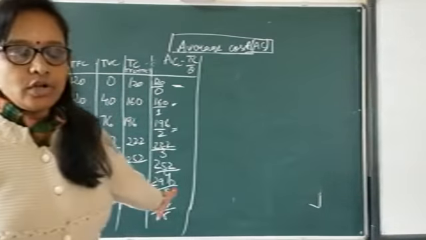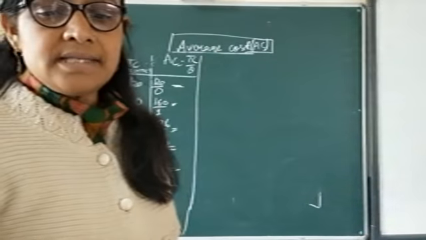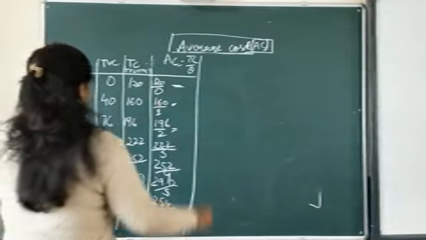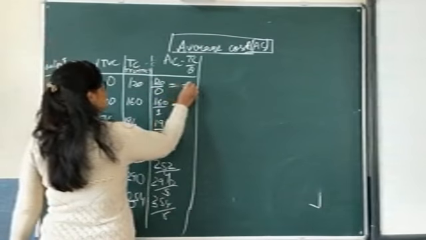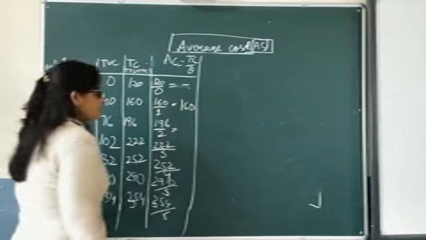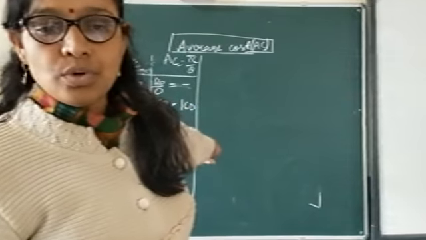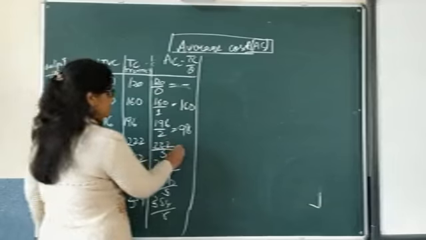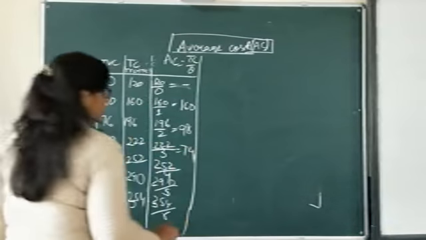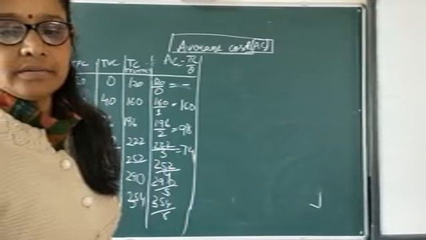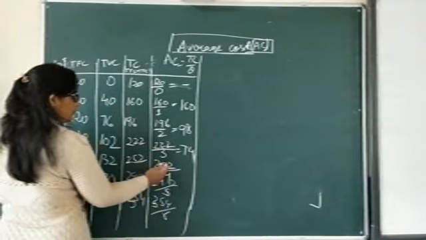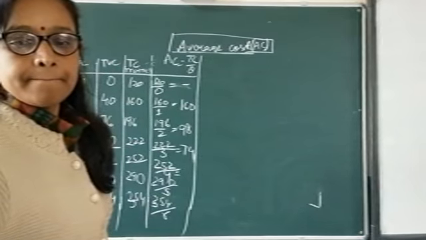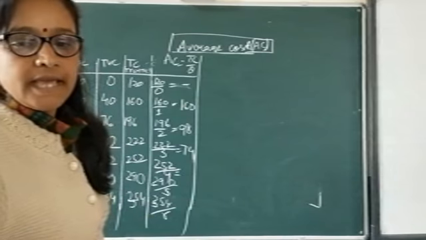Now, when you divide, you get the value of AC. So your AC value is dash for the first one. This is 160. 196 upon 2 is your 98. 222 upon 3 is your 74. Then 252 upon 4 is 63, then 58, 59.